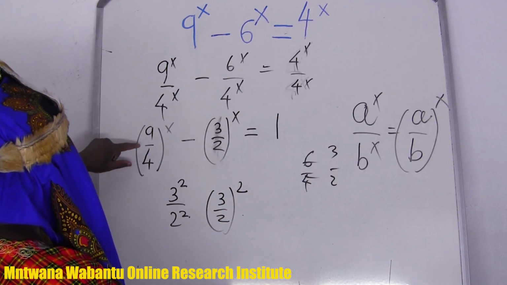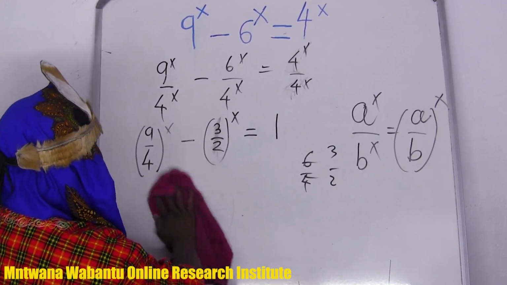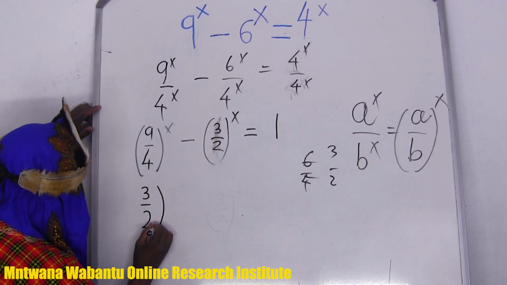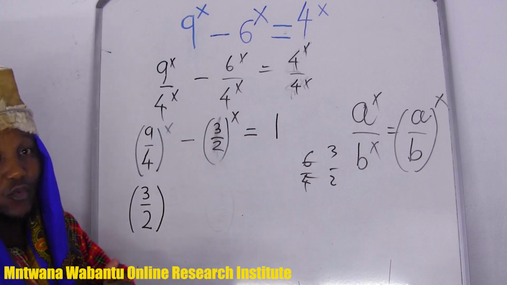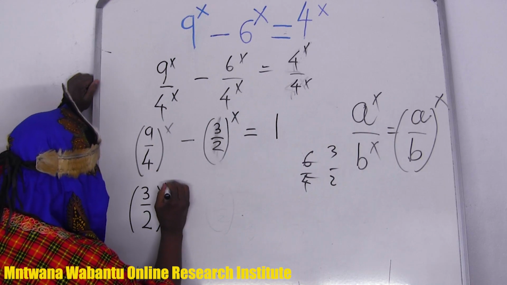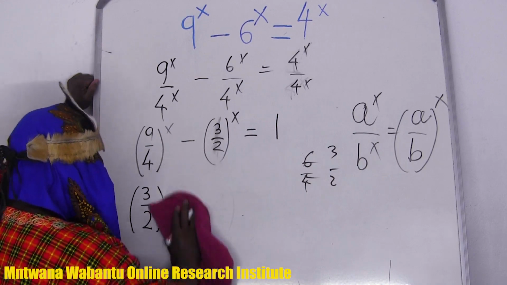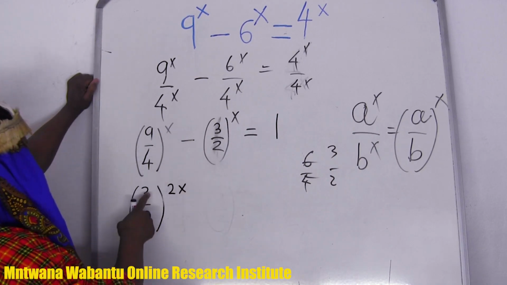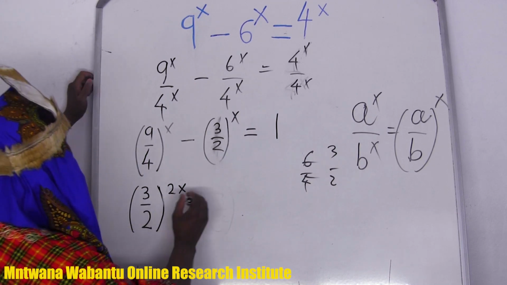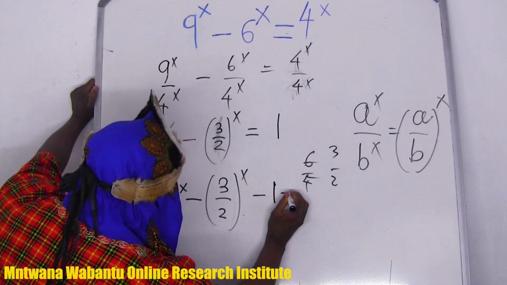So this is going to become 3 over 2 power 2, and with x, that means 2x. Let's do it step by step, because some people ask what I mean by writing 2 and then x. The 3 over 2 squared is 9 over 4, because 2 squared is 4. So we have 3 over 2 power 2x minus 3 over 2 power x, minus 1 equals 0.